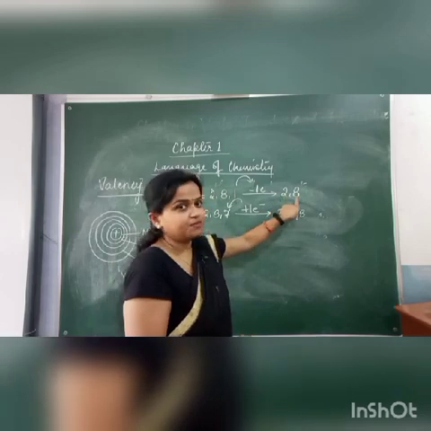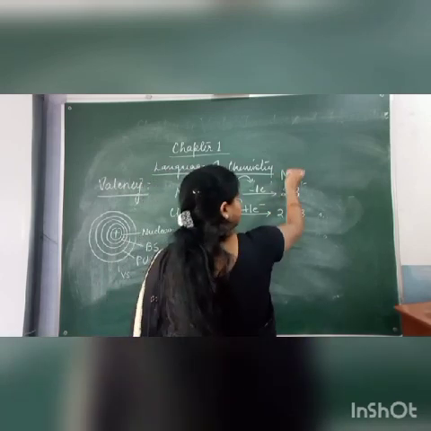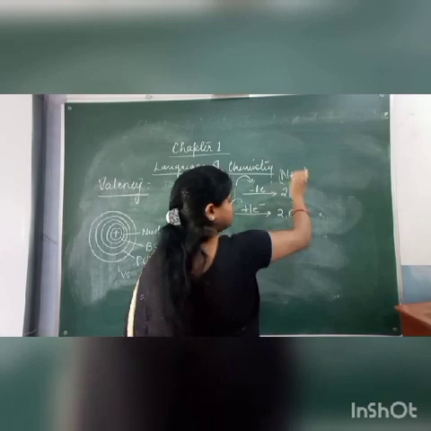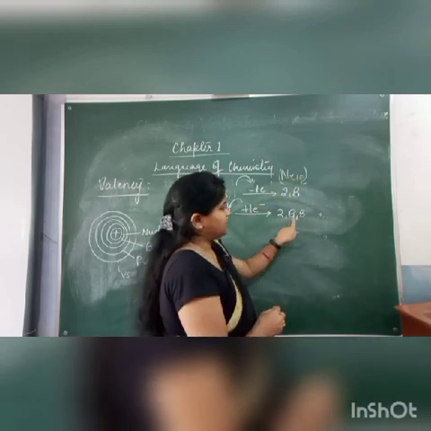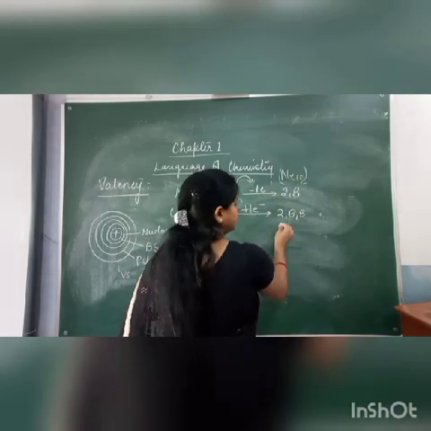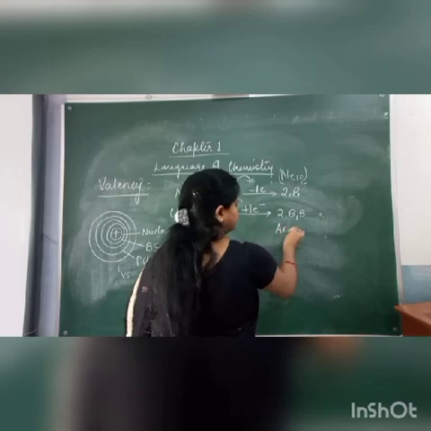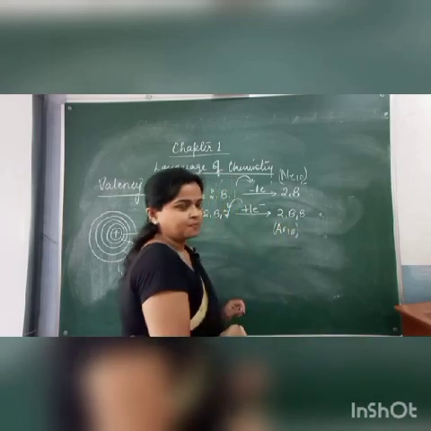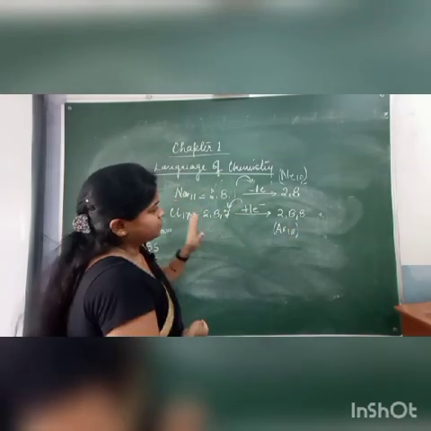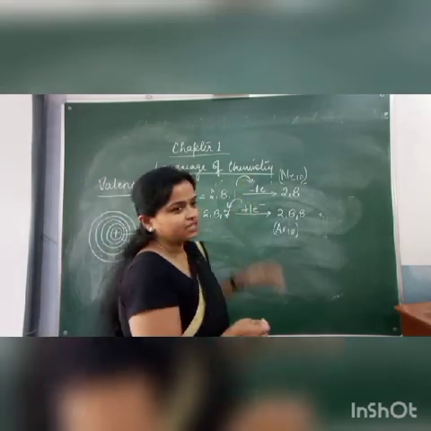Now, these are the noble gas configurations. 2 and 8 represents 10, and 10 is the configuration of neon. Now, 2, 8 and 8 represents 18, and 18 is the configuration of argon. Now, you see, again, what will happen as it is donating 1 electron.